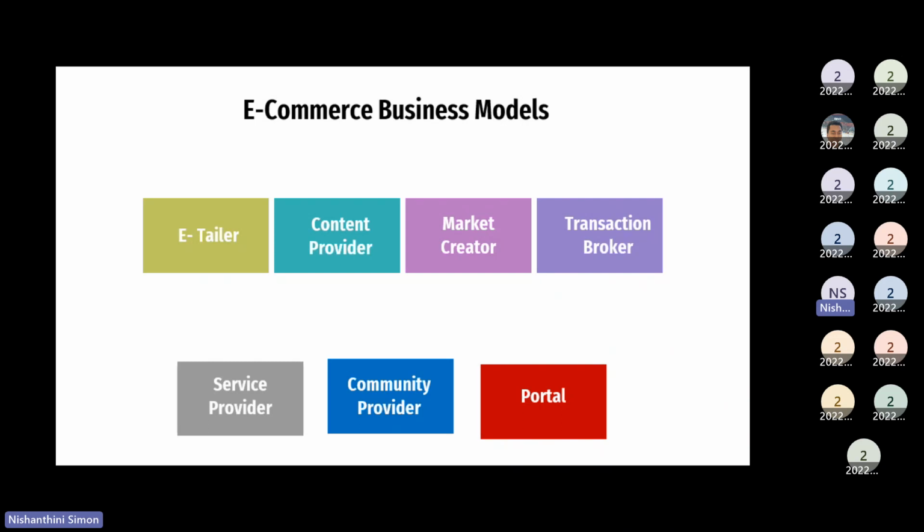So market creators are common platforms. A very good example, Lickman, we may all be aware of. They are common places where me, you, anyone can go to buy and sell.